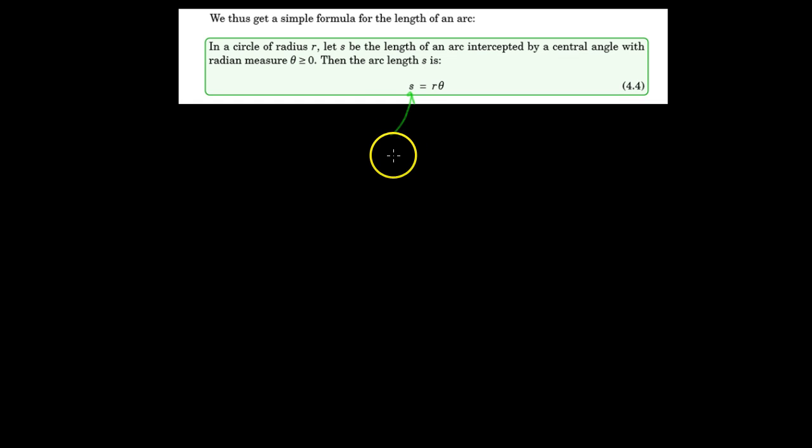It says, in a circle of radius r, let S be the length of an arc intercepted by a central angle with radian measure theta greater than or equal to 0. Then the arc length S is equal to the radius times the central angle measure, and that has to be in radians. So if you're ever given degrees, you have to convert it to radians. And S is, like I said before, the arc length.